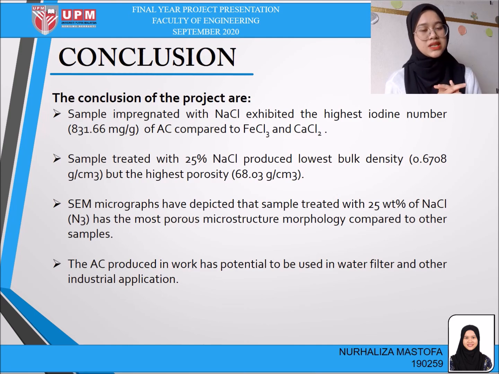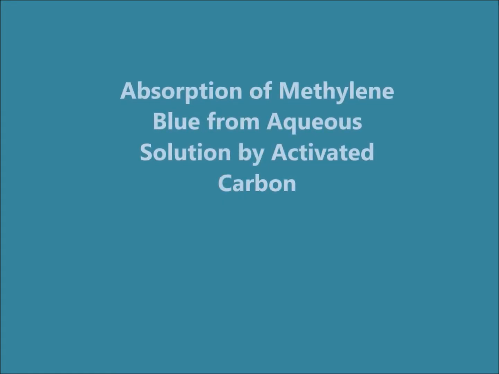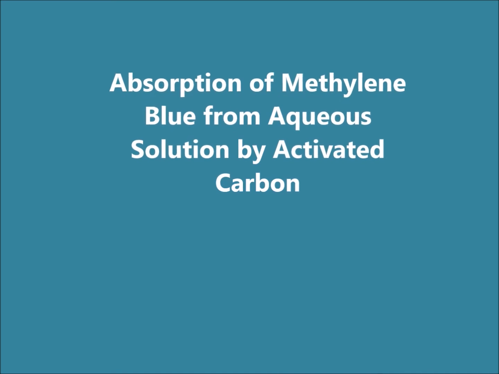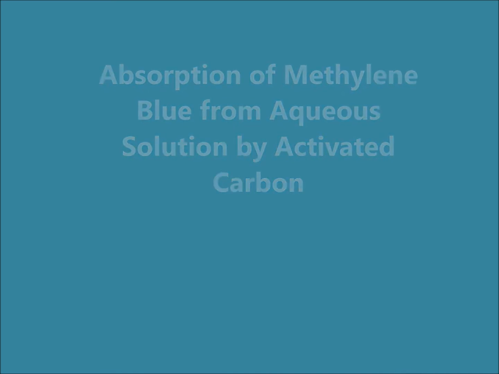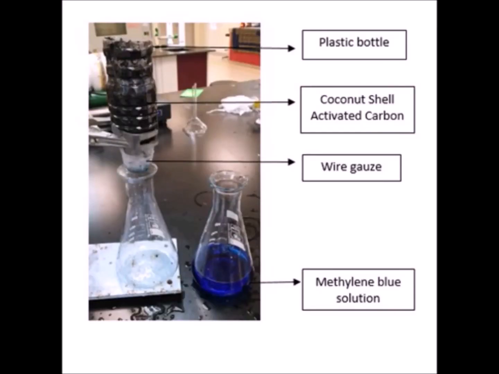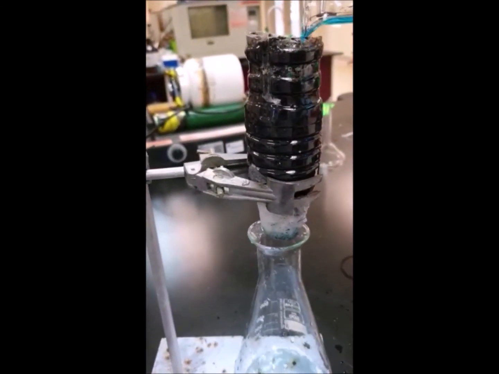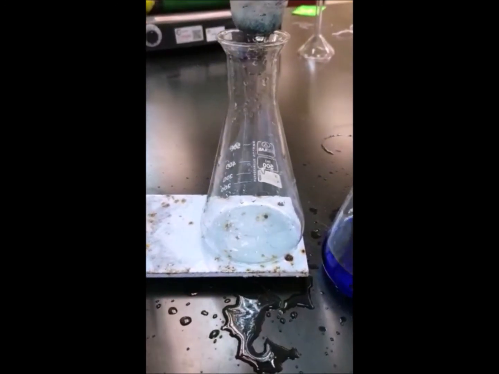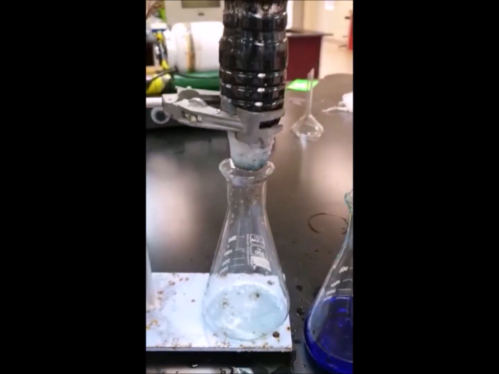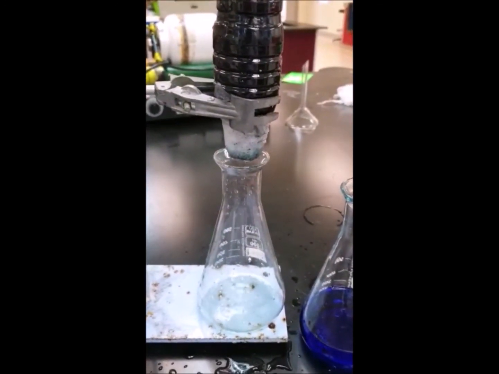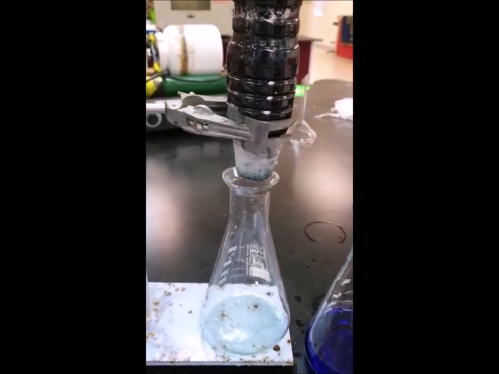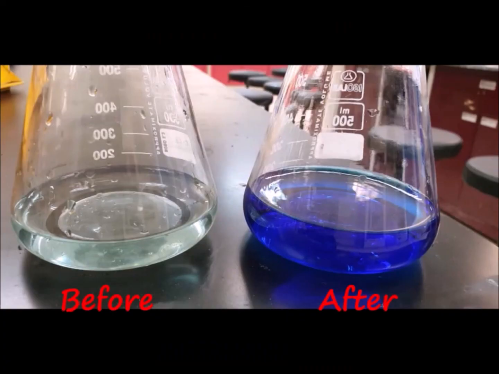To investigate the performance of activated carbon in water filter application, the absorption of methylene blue from aqueous solution has been conducted. This is the setup for the demonstration. The materials and apparatus used are plastic bottle, coconut shell, activated carbon, wire gauze, and methylene blue solution. The demonstration is conducted by pouring the methylene blue onto the plastic bottle containing the coconut shell activated carbon. The activated carbon can absorb the dye and cleanse the liquid. Based on the demonstration, activated carbon prepared from coconut shell can be used as an effective adsorbent for the removal of methylene blue in water filter application.